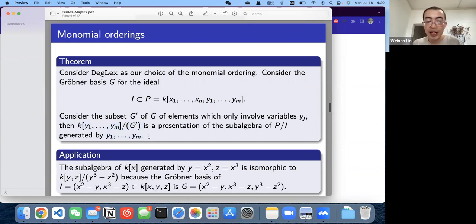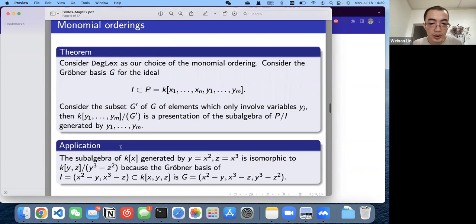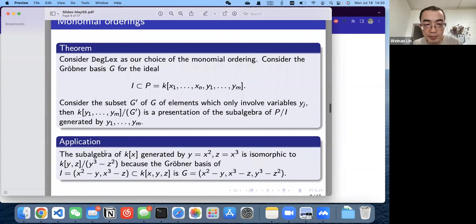I'm telling you that if we have a presentation of an algebra, then the algorithm of the Gröbner basis can give you a presentation of a subalgebra generated by elements of your choice. So for example, let's consider the subalgebra of K[x] generated by x squared and x cubed. We all know that it's isomorphic to this algebra, K[y,z] over (y cubed minus z squared).